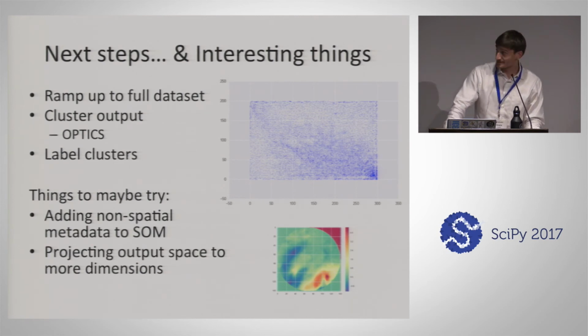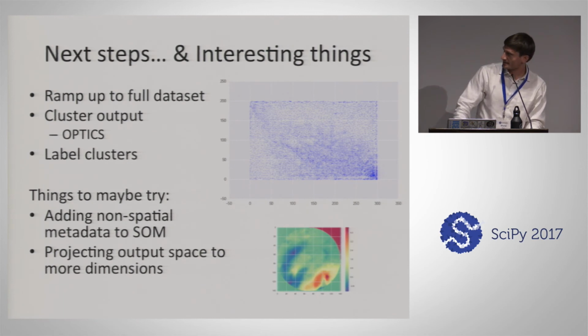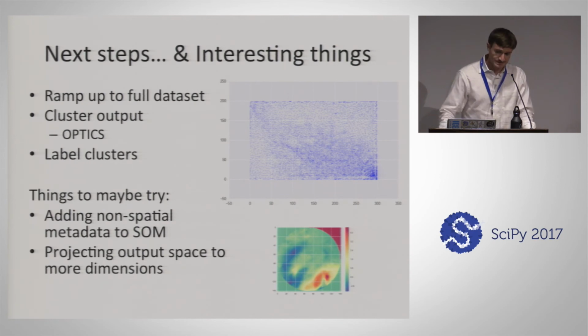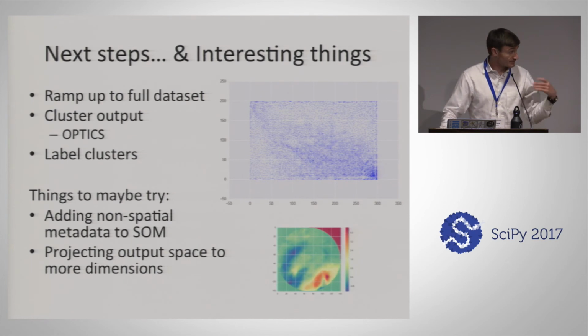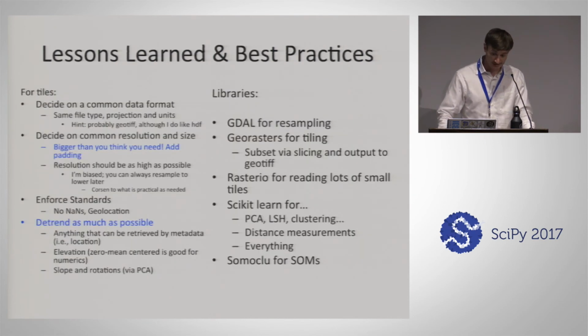Other things that are kind of interesting that I'd like to look at is you have all this empty space in these tiles in the corners, so you could actually add non-spatial metadata if you want to cluster on additional things, but you have to be careful about the weightings. And then also trying to do a different output space to more dimensions.